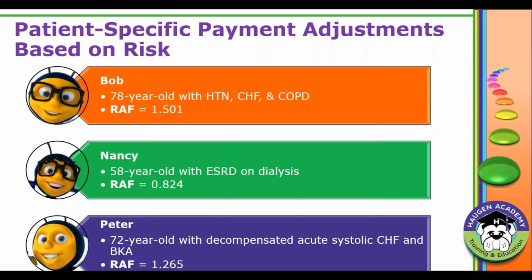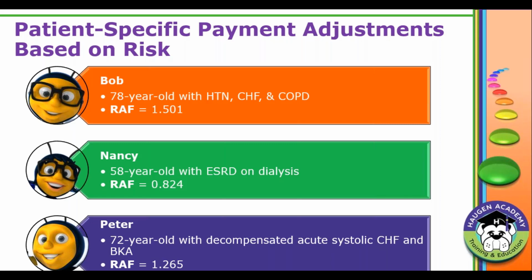The first one we have is Bob. He's 78 with hypertension, congestive heart failure, and COPD. So his risk adjustment factor is 1.501. So that's taking into account some demographics, which we'll talk a little bit more about in a little bit. And then Nancy, she's 58 and she has ESRD on dialysis. So she's going to fall into that ESRD risk adjustment model. Her score is 0.824.